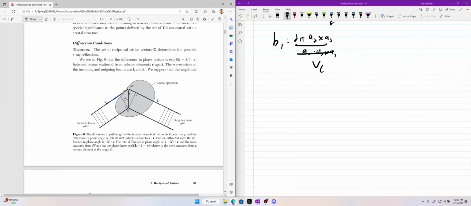So here I have k, here I have k prime, and if I subtract the two, I get the difference. Scattered volumes are apart. So the wave vectors of the incoming and outgoing beams are k and k prime.